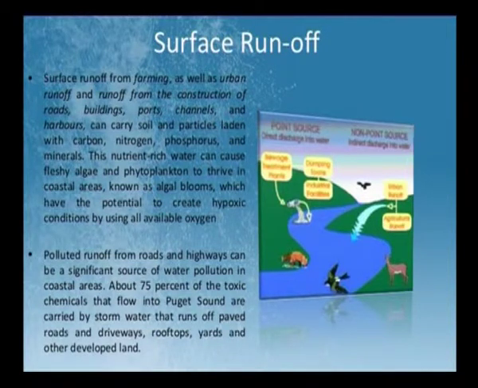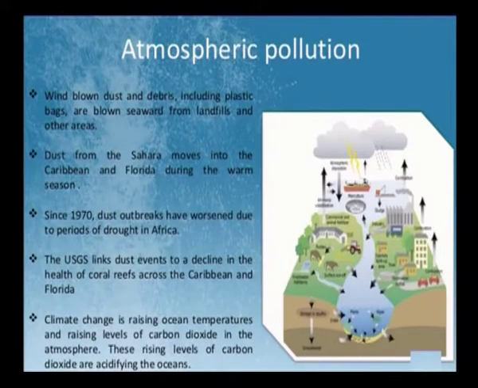Polluted runoff from roads and highways can be a significant source of water pollution in coastal areas. About 75% of toxic chemicals that flow into Puget Sound are carried by storm water that runs off paved roads and driveways, rooftops, yards and other developed land.